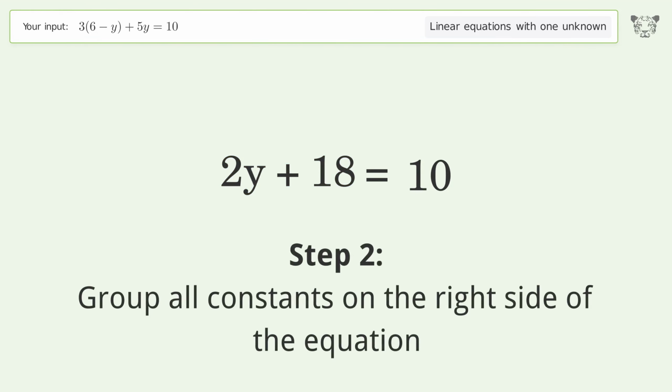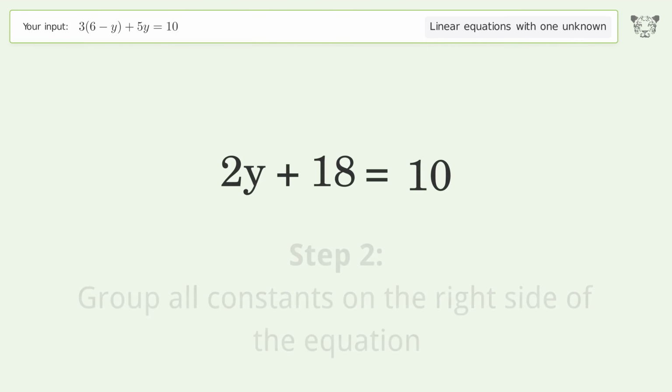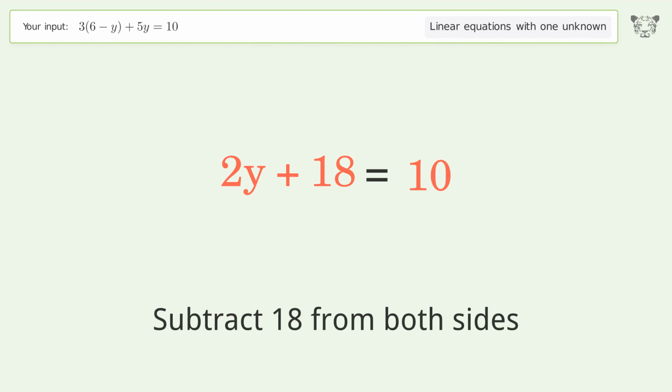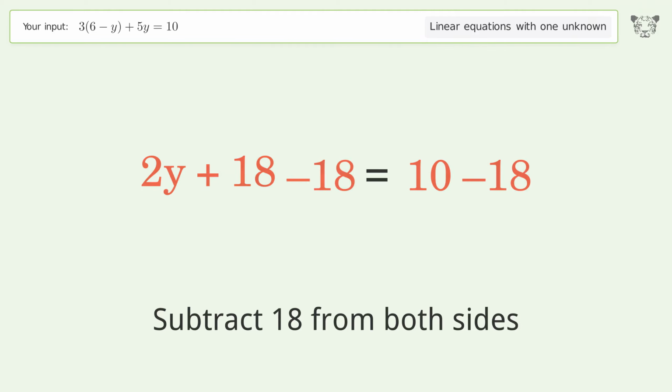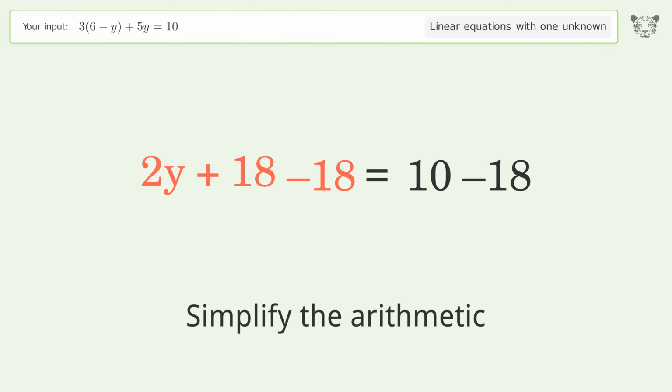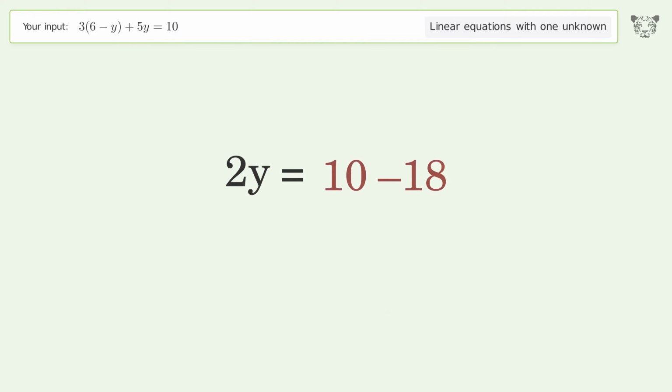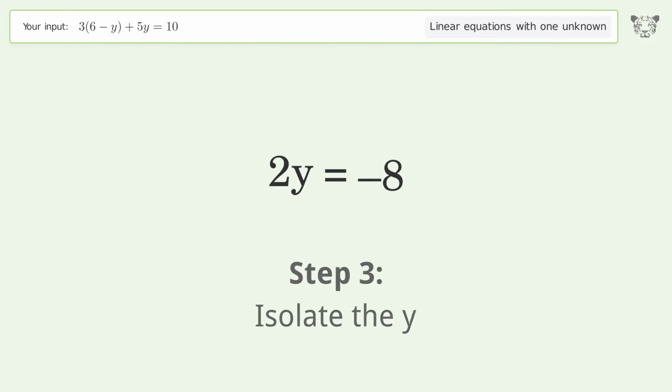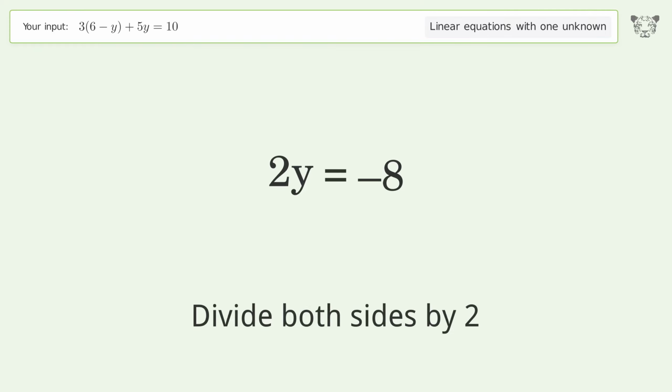Group all constants on the right side of the equation. Subtract 18 from both sides. Simplify the arithmetic. Isolate the y. Divide both sides by 2.